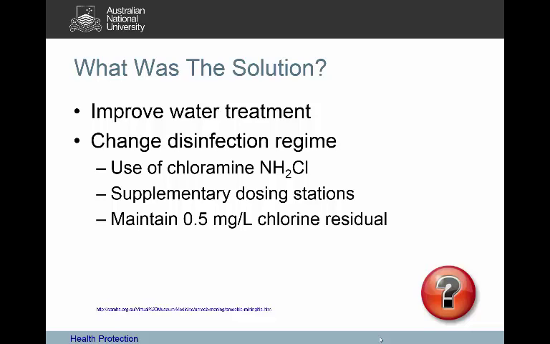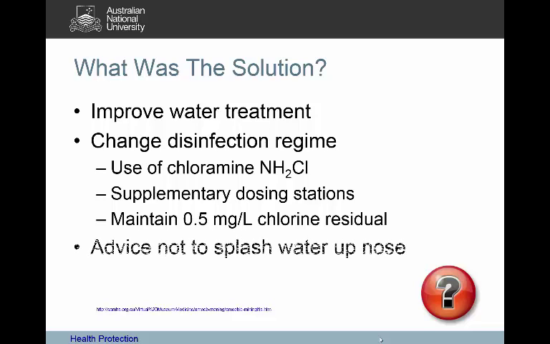They also put supplementary dosing stations along the pipeline, and they maintained a 0.5 milligrams per litre chlorine residual, whereas previously the chlorine would dissipate, and by the time it got to the end there'd be no chlorine left, and the amoebae would be able to survive, and it would result in infections. And they also advise people not to splash water up their nose.